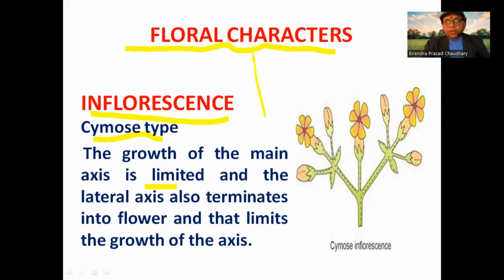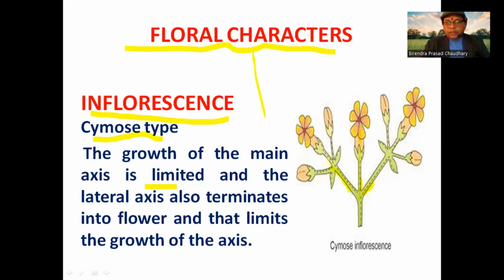Unlike in the family Brassicaceae, where we saw the main axis growth is continuous, in this family the main axis growth is limited. Suppose this is the main axis. The main axis terminates into the flower and its growth is limited. As a result, the lateral axes arise.